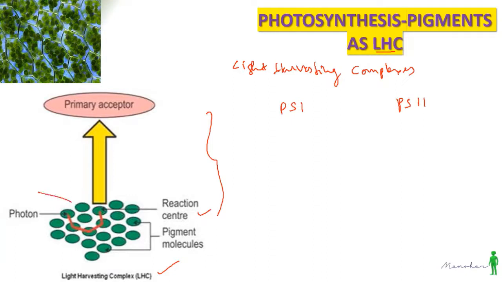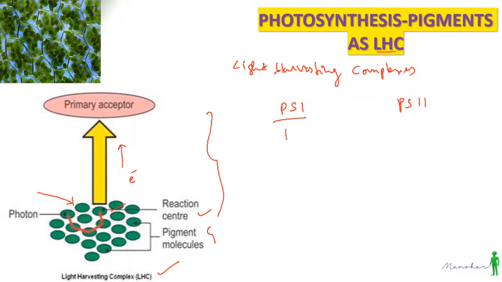When the light is absorbed in the reaction center in the form of photons, the reaction center activates the pigment molecules and the electron is transferred to the primary electron transporters, various electron carrier molecules. In photosystem 1, the reaction center includes P700. In photosystem 2, the reaction center includes P680. These are the basic two differences between light harvesting complexes.